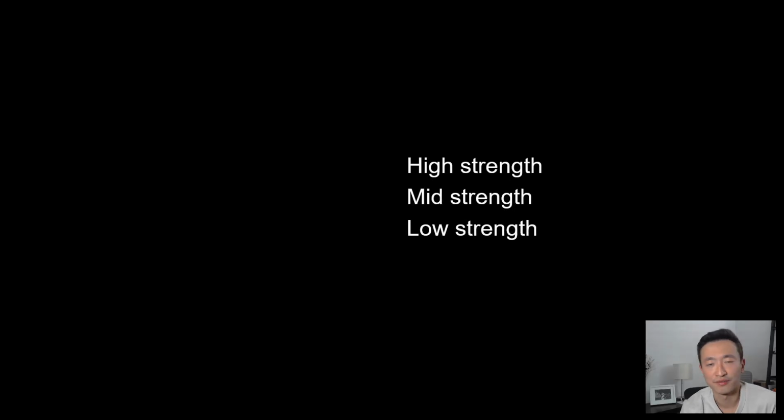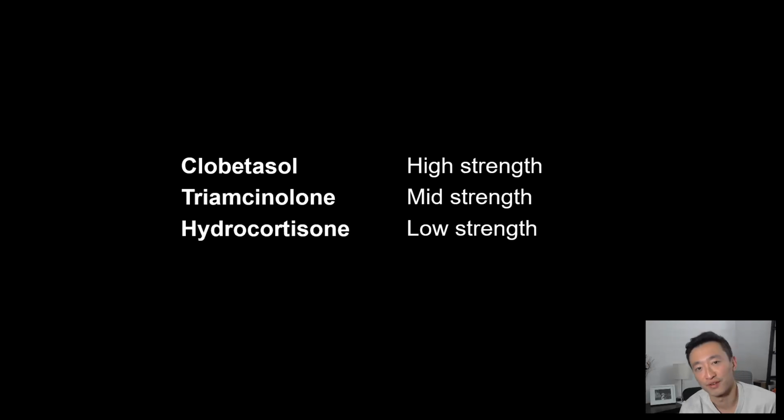So first, let's start basic. Let's do just the three most common topical steroids in terms of high, middle, and low strength. So for your highest strength, you have Clobetasol. For your middle strength, you have Triamcinolone. And then for your lowest strength, you have Hydrocortisone. So just the three again: Clobetasol, Triamcinolone, and Hydrocortisone. If you take nothing away from this talk, just remember those three.